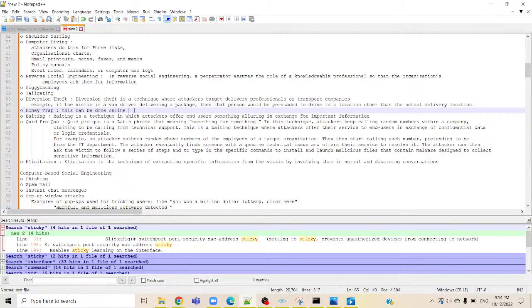The attacker then asks the victim to follow a series of steps and to type in specific commands to install and launch malicious files that contain malware designed to collect sensitive information. Elicitation is the technique of extracting specific information from the victim by involving them in normal and disarming conversations. Computer based social engineering we will see in the next video.